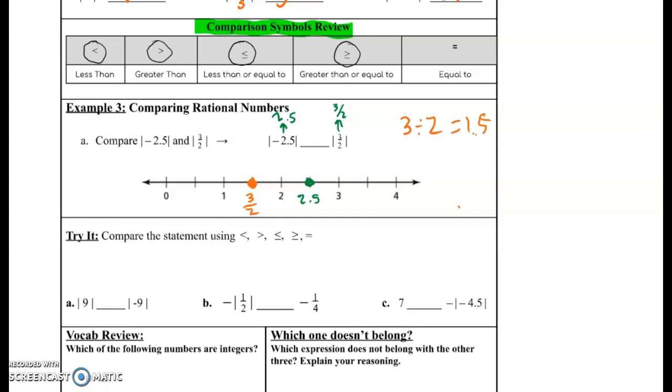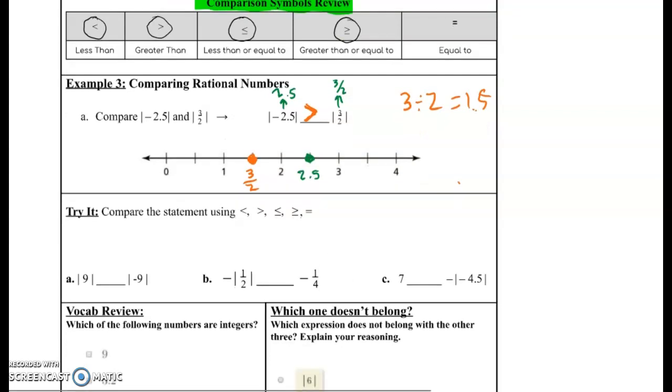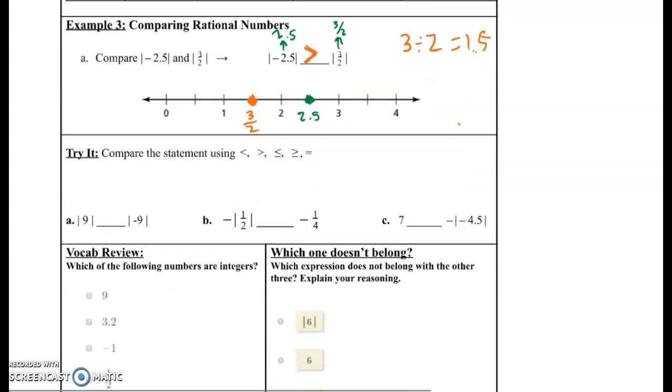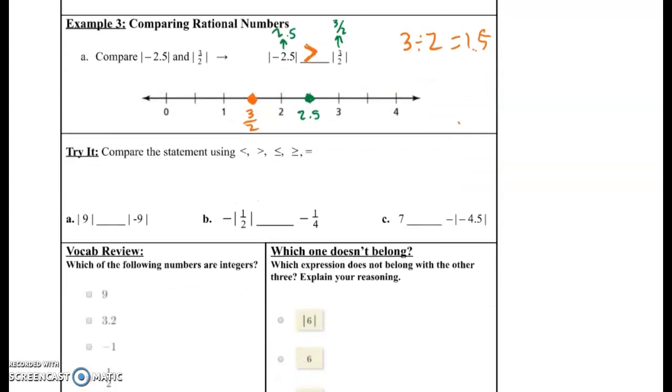So which one's bigger? 2.5 is bigger than 3 halves. So since 2.5 is on the right and that's bigger than 3 halves, we're going to use that greater than symbol. So the absolute value of -2.5 is bigger than the absolute value of 3 halves. So now you are going to do the triads on your own.